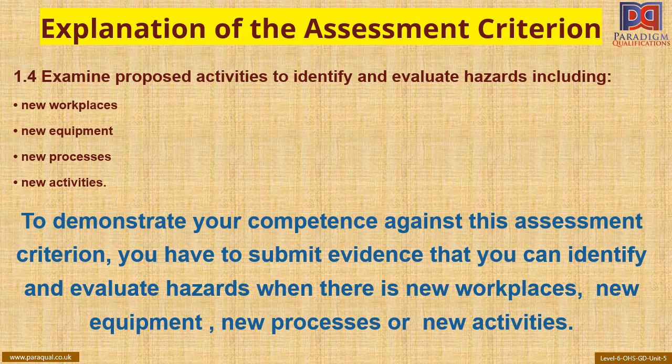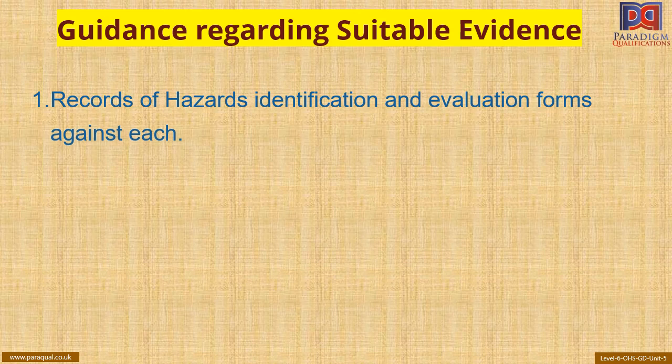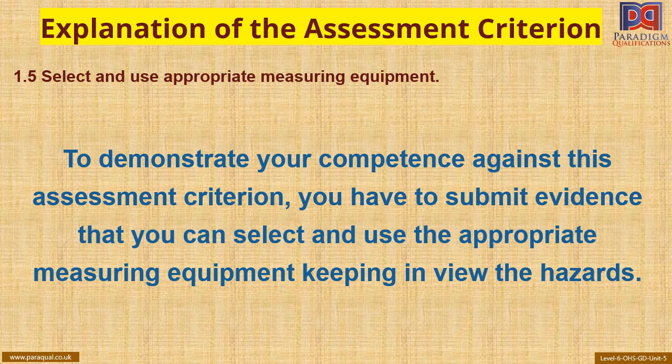1.4 Examine proposed activities to identify and evaluate hazards, including new workplaces, new equipment, new processes, new activities. You have to submit evidence that you can identify and evaluate hazards when there is a new workplace, new equipment, new process or new activities being carried out at your workplace. You can submit the records of the hazard identification and evaluation form against each.